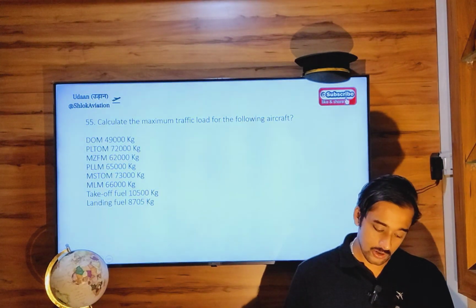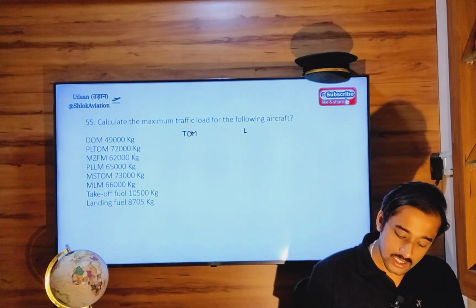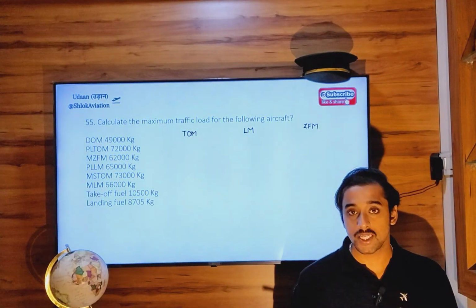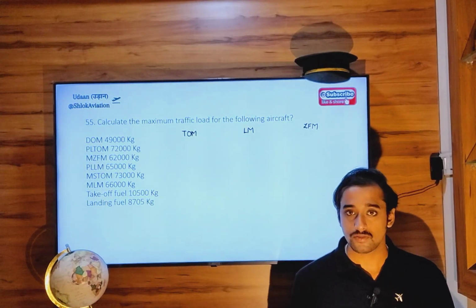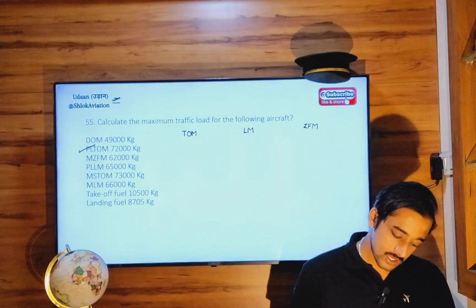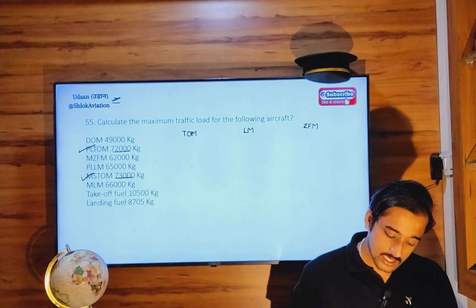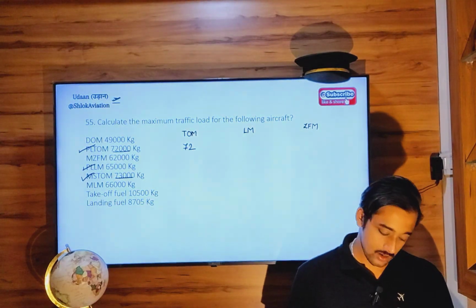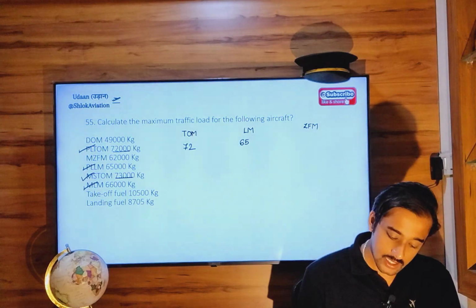Okay, next. Last question for this lecture. Calculate the maximum traffic load and conditions are given to you. So again, we'll make three columns, one for takeoff mass, second landing mass, the third for zero fuel mass. In the takeoff mass column, you consider the lesser value between performance limited takeoff mass and structural takeoff mass. Performance takeoff mass is 72,000, structural is 73,000. Definitely 72 is less than 73, so consider that. Performance limited landing mass is 65,000, structural landing mass is 66,000. So between them, 65 is less.